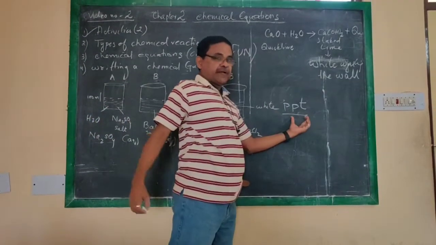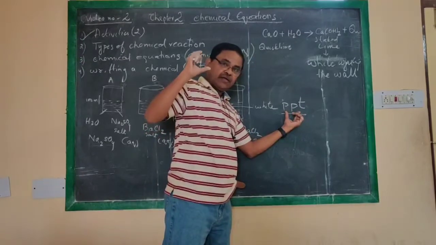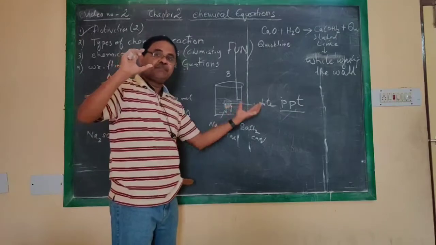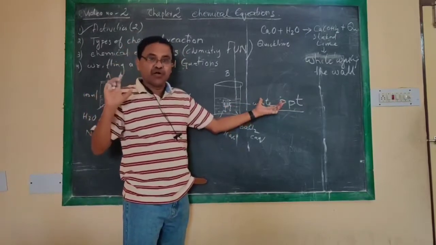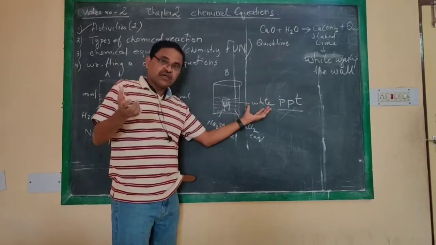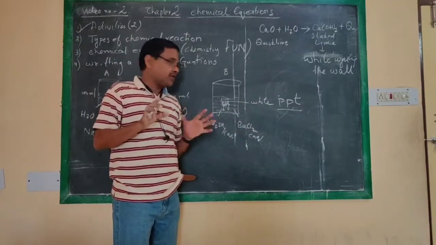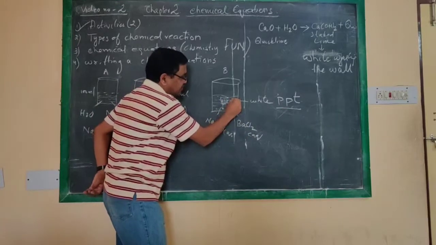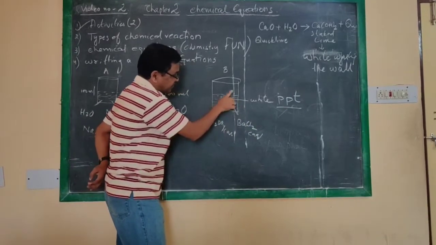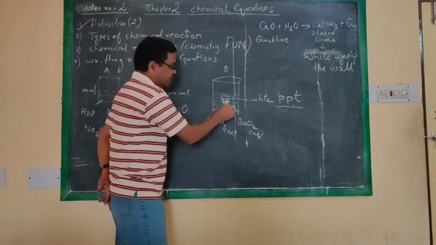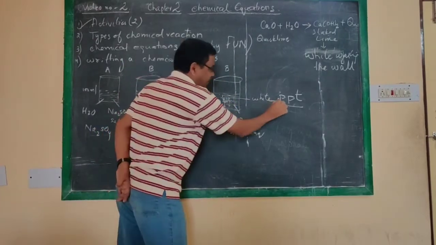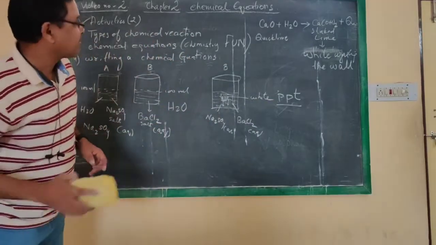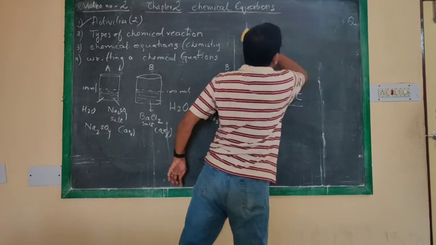What is a precipitate? A precipitate is when an insoluble substance remains in the water. A substance which is not soluble in water, we call a precipitate. This white colored insoluble substance settles down at the bottom of the beaker. So we get a white precipitate. So how does this reaction proceed? It is a very interesting reaction.